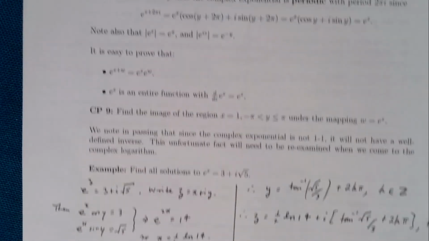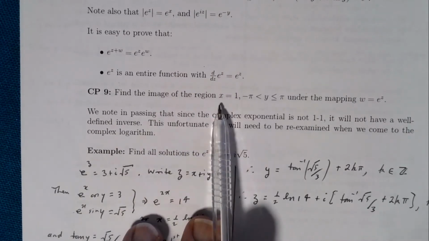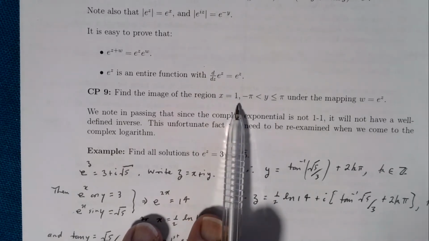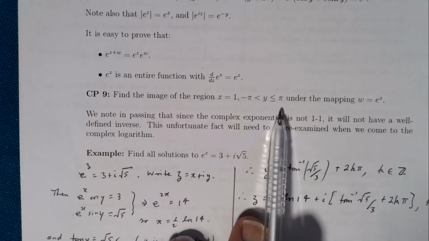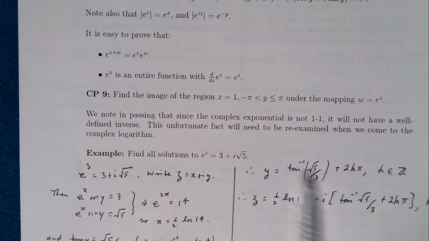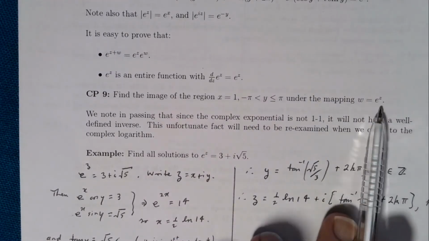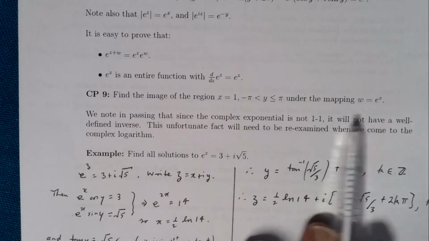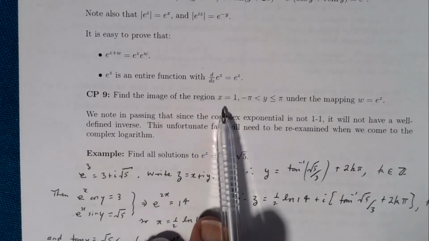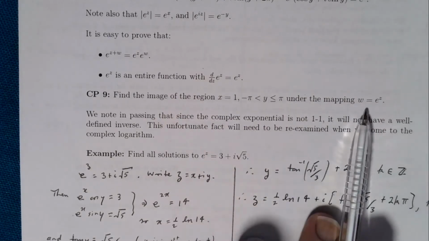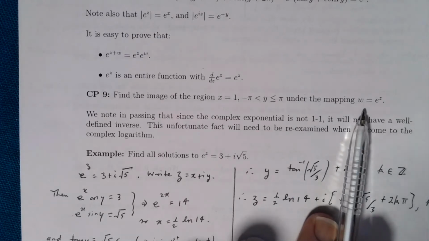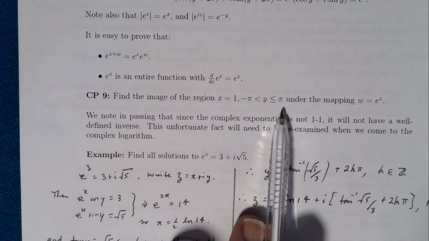Little challenge problem: find the image. See what happens to this particular strip here. So we've got x is 1, and y lies between minus pi and pi. I'd like to draw a picture of that little region and see what happens when you map it under w equals e to the z. Now the way you do this, of course, is to map the boundary, even though it's strictly bigger than minus pi. Map the boundary of this region under this, and then you can use continuity to work out what the actual image is, once you know what this function does to the boundary of this region.